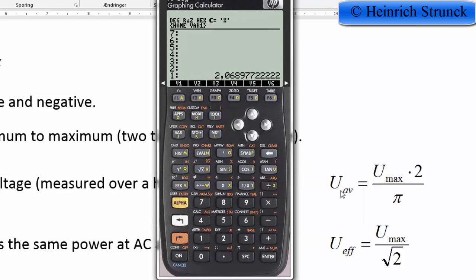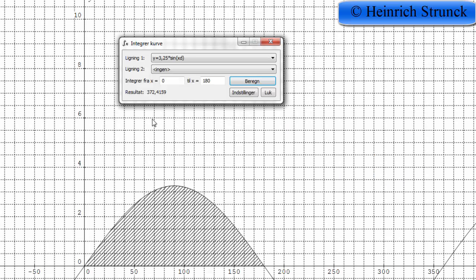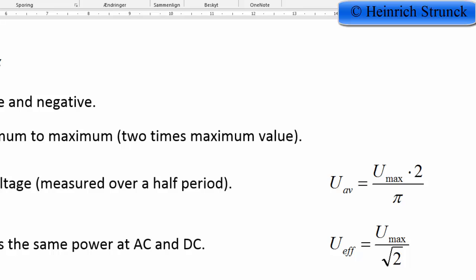We have that the average voltage is the maximum voltage multiplied by 2 divided by pi, the formula said. The maximum voltage was 3.25. We multiply by 2 and divide by pi. And yes, we have the same value or nearby. It's very close. I think the small error is because in Graphmatica we don't have a total number for the area. So it seems to be correct that the formula for the average value is maximum times 2 divided by pi.